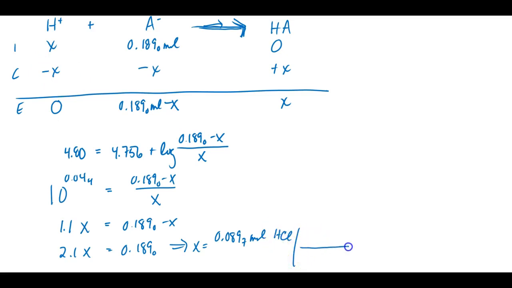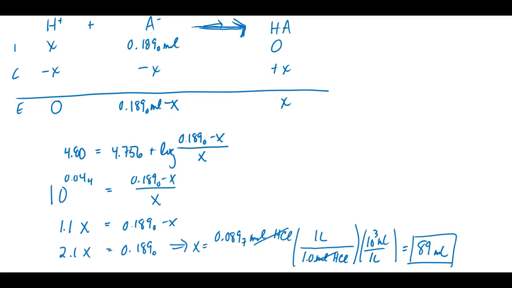And then one more step to get volume. The concentration of that HCl was 1 molar. So for every 1 mole of HCl, there's 1 liter. Moles cancel. And then 1 liter contains 1,000 milliliters. So that would be 89 milliliters of that HCl that we would need to prepare a buffer with a pH of 4.8. So we'll do more like this in class.